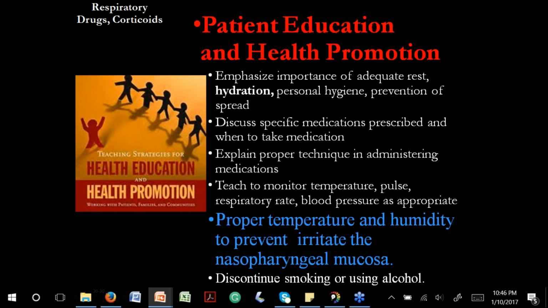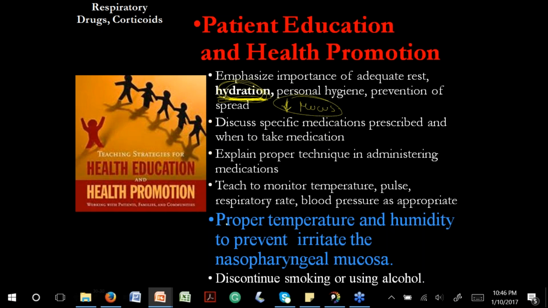Okay, so for patient education and health promotion, we need to remember that hydration is so important. Hydration, please. Hydration is the main thing. Why? Even if you don't take guaifenesin, good hydration is going to dilute the mucus, and that is going to be easier to get rid of.